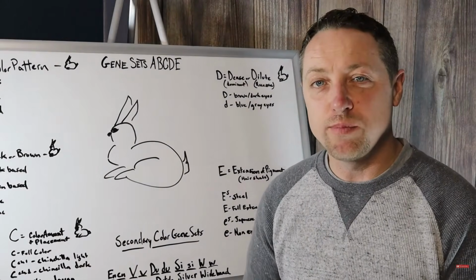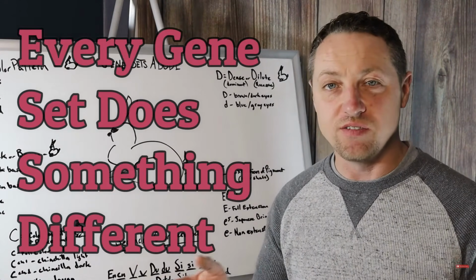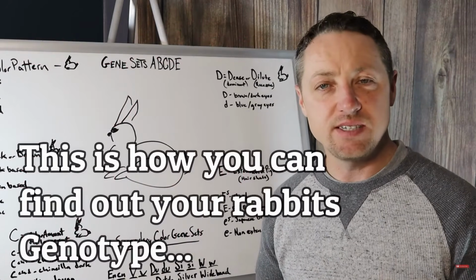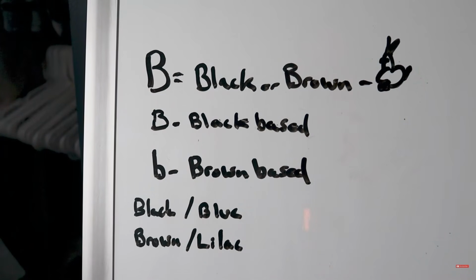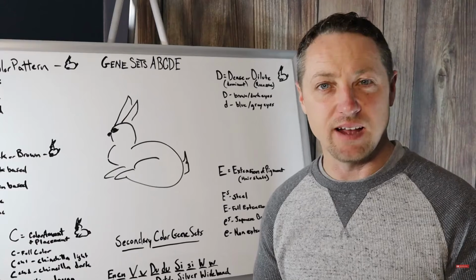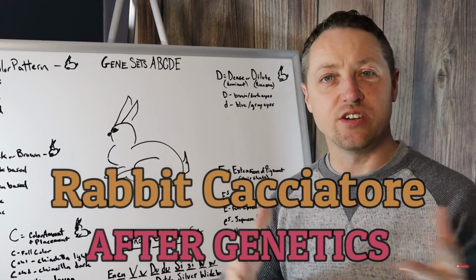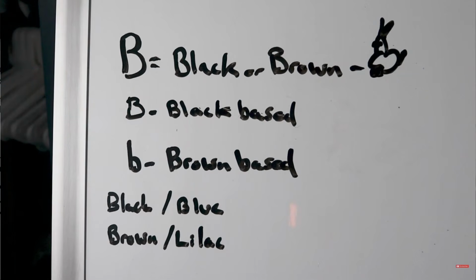Okay, so we got the whiteboard back out. We just wanted to talk about the genes, and we're going to go right through the series of A through C. But we'll start with B, because the B series covers the base of the color. Like, is it black? Is it blue? Is it brown? Is it lilac? And all those colors are mutations, dilutions of the same color. Like black is diluted to blue, or chocolate is diluted to lilac.